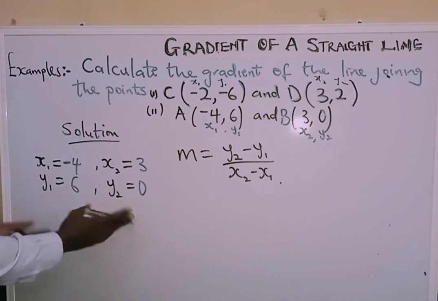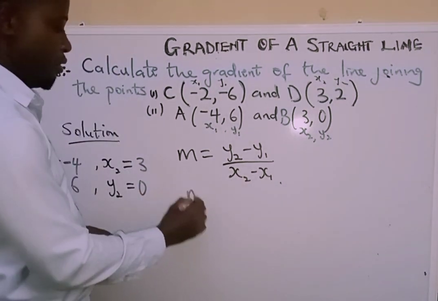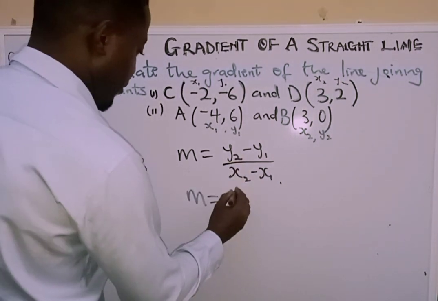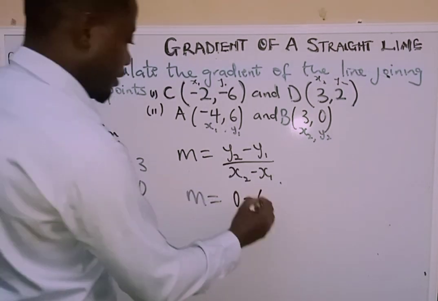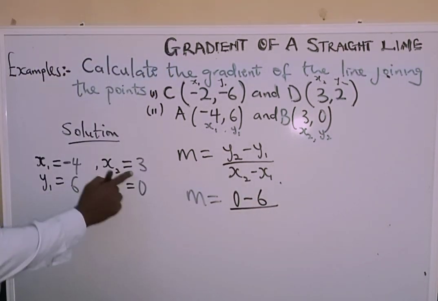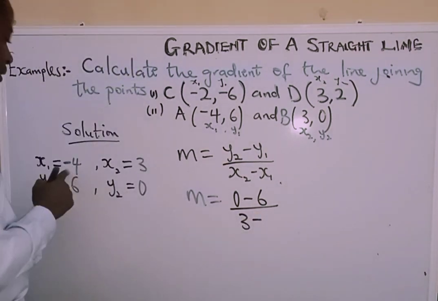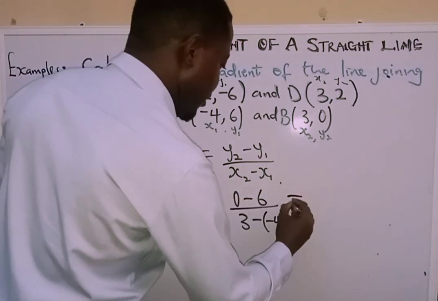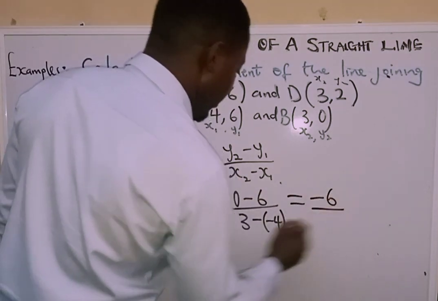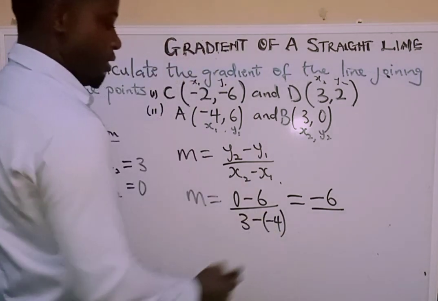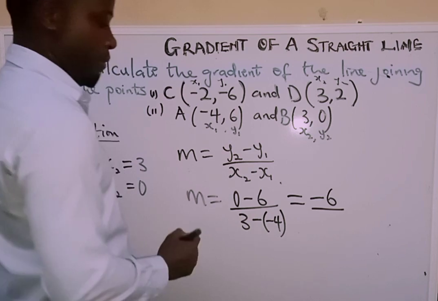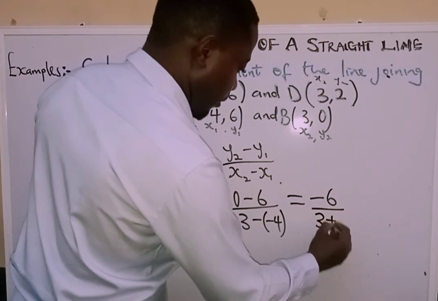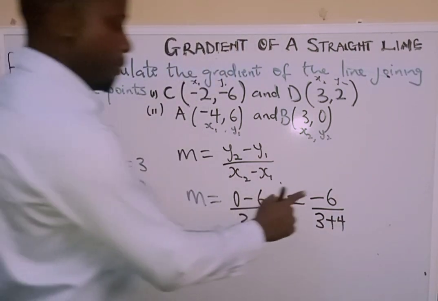Now, what is left for us is to substitute the values here. So I'm going to have m equals 0 minus y1, which is 6, all over x2, which is 3, minus -4. Then I'm going to have 0 minus 6, that is -6 all over 3, minus times minus plus. So 3 plus, this is going to be 3 plus 4.